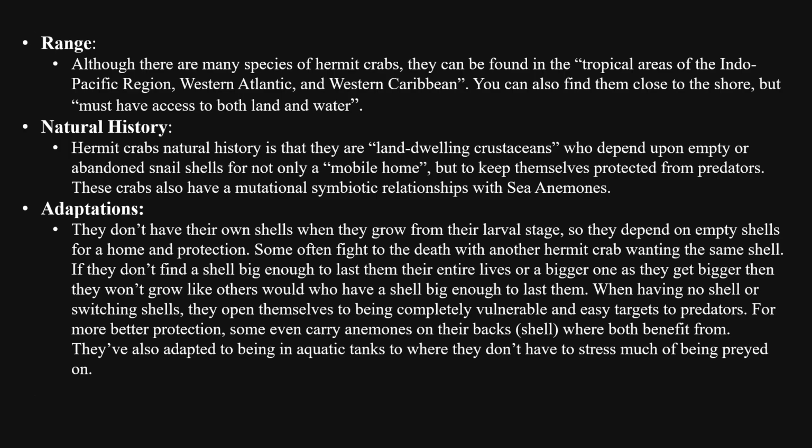You won't find these guys in open ocean environments, but near shore where they have access to both land and water. They depend on abandoned or empty snail shells for protection from predators. They also have a mutualistic symbiotic relationship with sea anemones, where both benefit from it. The hermit crab gets better protection from predators, and the sea anemones get a mobile home and don't have to compete for space.